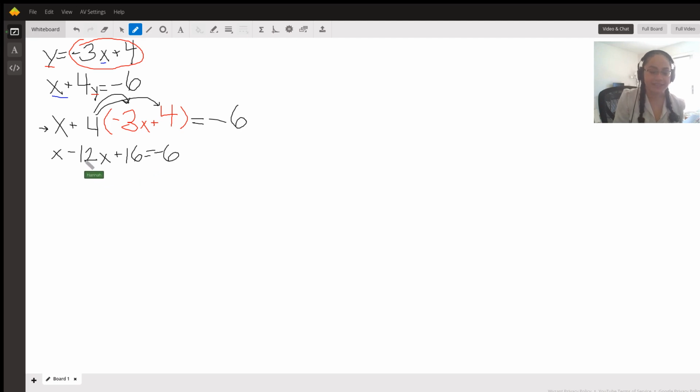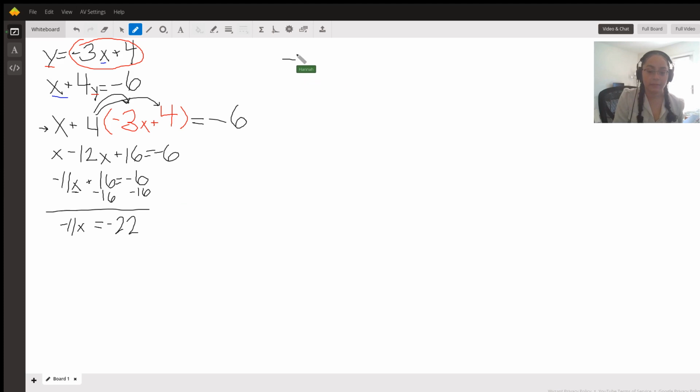So the next thing that we're going to do is simplify further by combining our first two terms. x minus 12x is equal to negative 11x. And we'll bring down the rest of the equation just as it's written. Plus 16 equals negative 6. The next thing we want to do, after simplifying, is isolate this x. So to isolate the x, first thing we're going to do is subtract 16 from both sides. So now I have negative 11x, 16 minus 16 is 0, equals negative 6 minus 16 is negative 22.